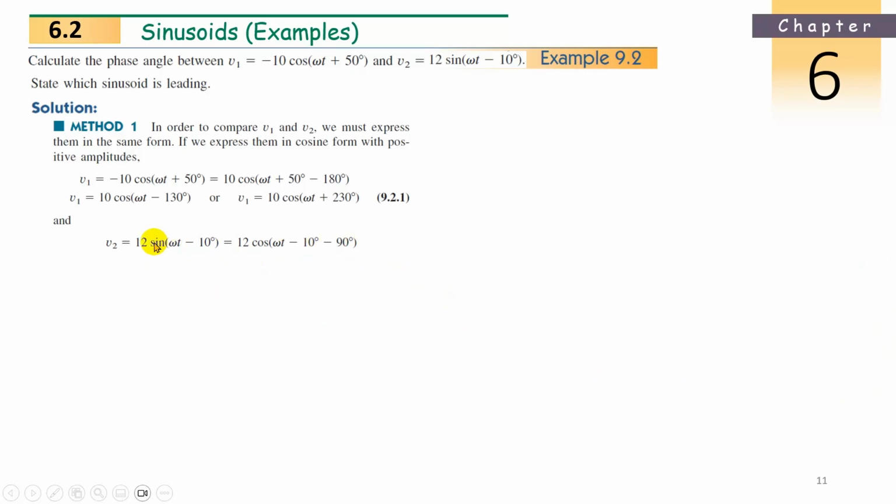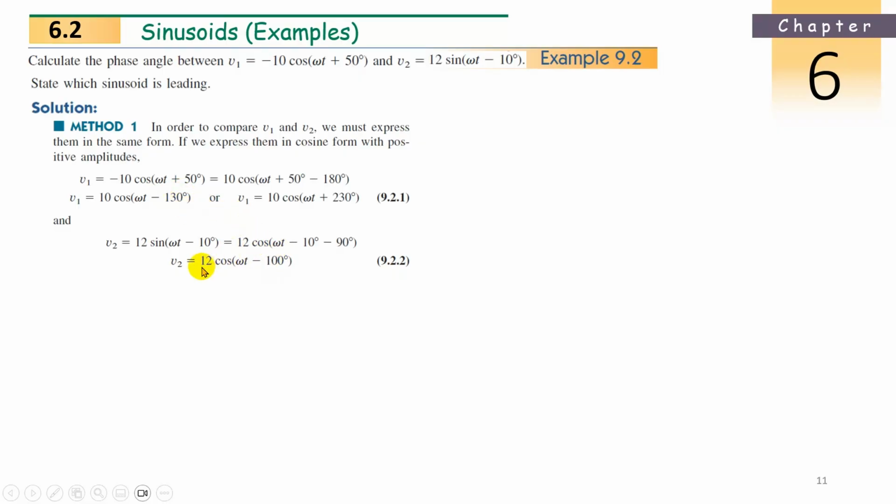So how can we write sine in cos? With minus 90 degrees: cos(omega t minus 10 minus 90). So it is minus 100. So V2 is equal to 12 cos(omega t minus 100), and V1 is 10 cos(omega t minus 130). So this is minus 130 and this is minus 100. Which is the bigger one? This one, minus 100. The other is 30 degrees behind. Right? 30 degrees behind.